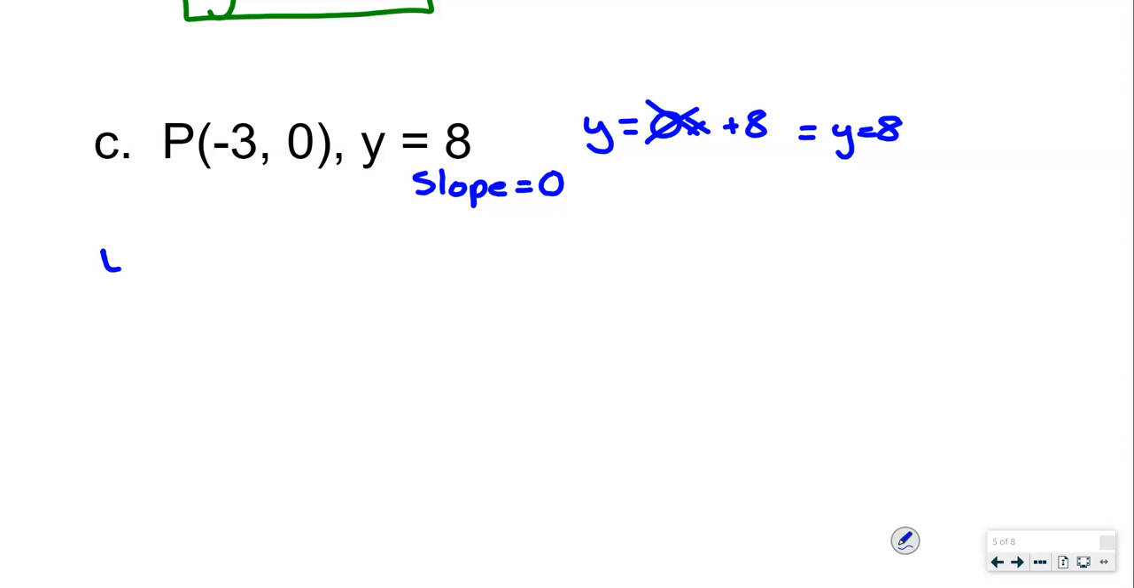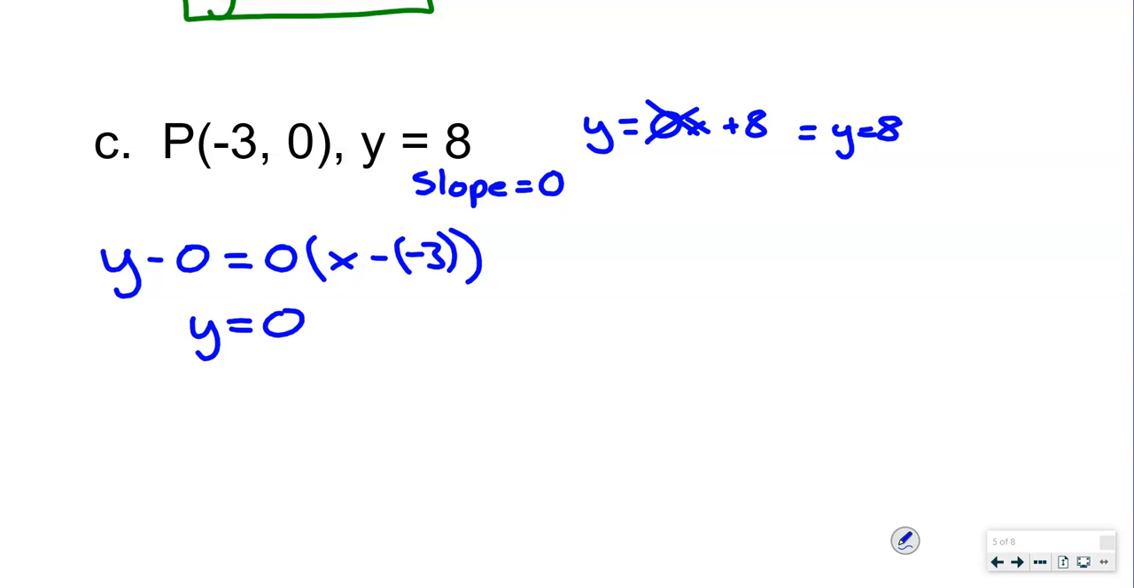So if we plug in our numbers, y minus 0 equals slope of 0 times x minus negative 3. And so when we distribute the 0, everything in there just becomes 0. So it's just y equals 0. That is a parallel line to y equals 8, and it's going to pass through negative 3, 0.